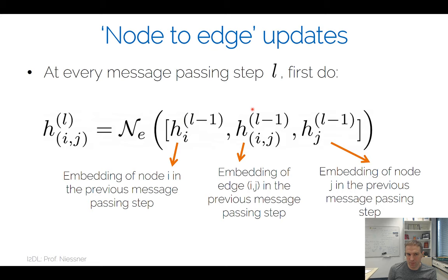So from the previous time step, this L minus one here, we're going to get the two node features that are adjacent to the edge and the previous edge feature. And that's what we're going to take as input to compute the new edge feature. That's all we're going to do, right?